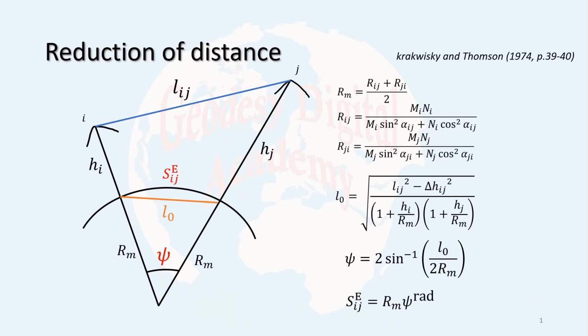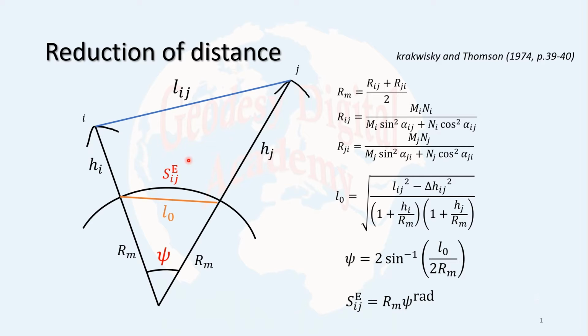Hello and welcome back. Now it's time to reduce distances to the curve at the surface of the ellipsoid. So consider 2 points I and J at the surface of the Earth. Each point has the geodetic heights of Hi and Hj respectively, and the distance between them is Lij. The goal is to compute this curve length, which I am showing here by Sij. E means at the surface of the ellipsoid.